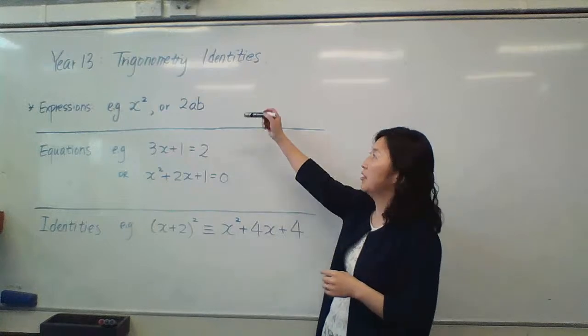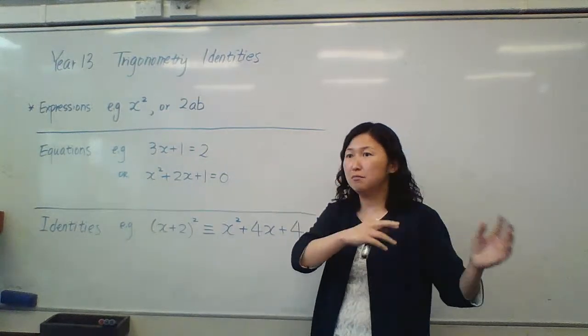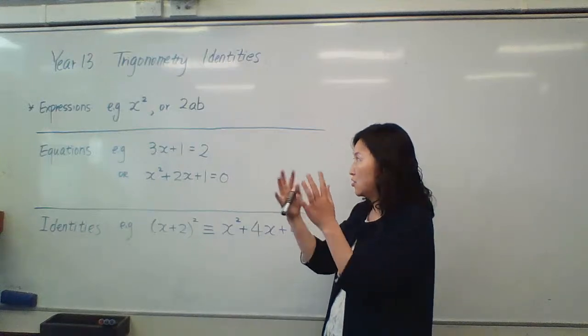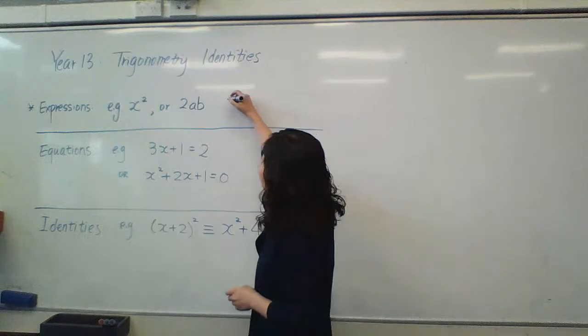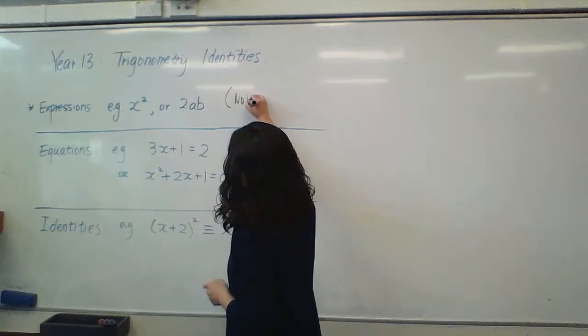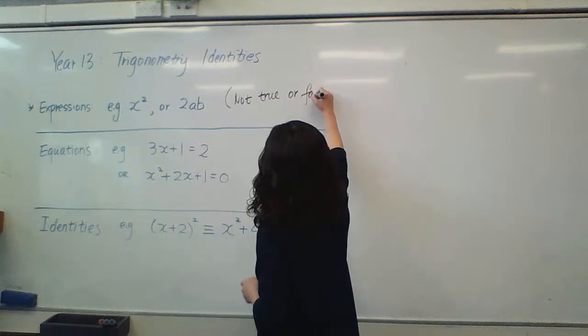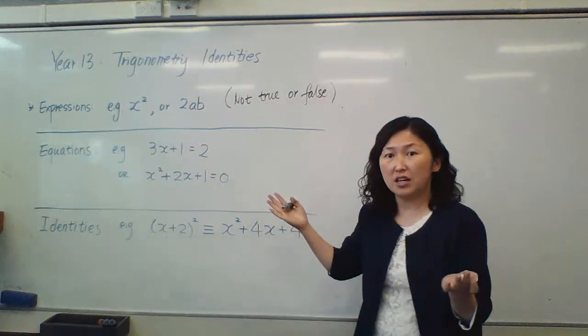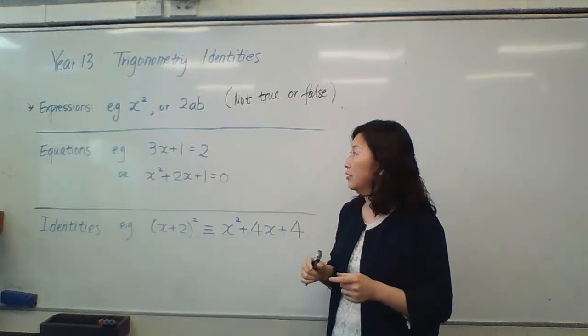So in the past, we learned about algebraic expressions, and what it looks like is just algebraic terms. You can put them together, and it's still an expression without any equal sign. If that's the case, we can't really talk about whether this is true or false. But if we have equations, then it's going to be different.